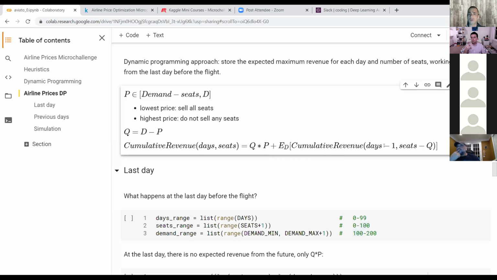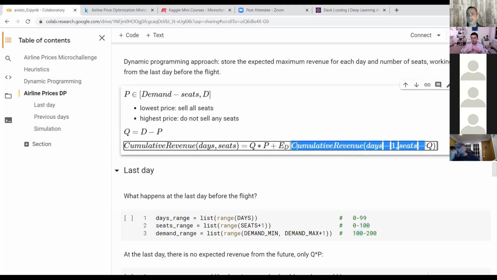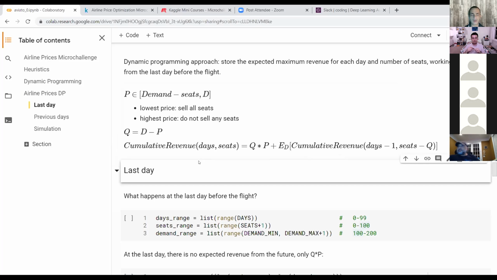Basically working backwards, say for the last day before the flight, we calculate this expected maximum revenue, and then for the next one, we add today's revenue to arrive at the bigger cumulative revenue. Let me pause right there, and please let me know if there are any questions, because this formula is key to understand the algorithm going forward. Do you have any comments on that, George? Because I think you also tried this problem, right?